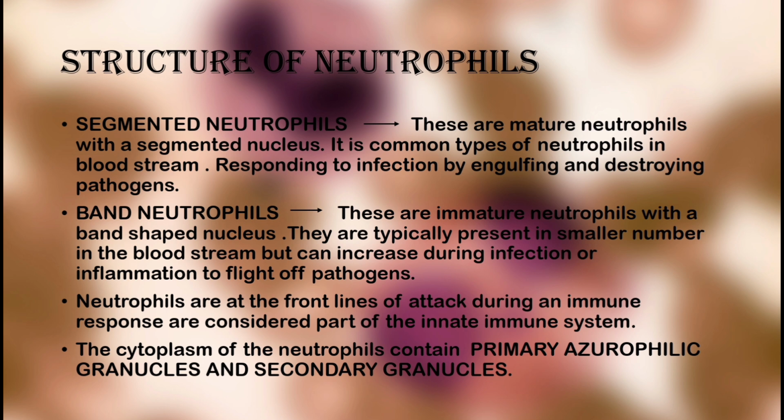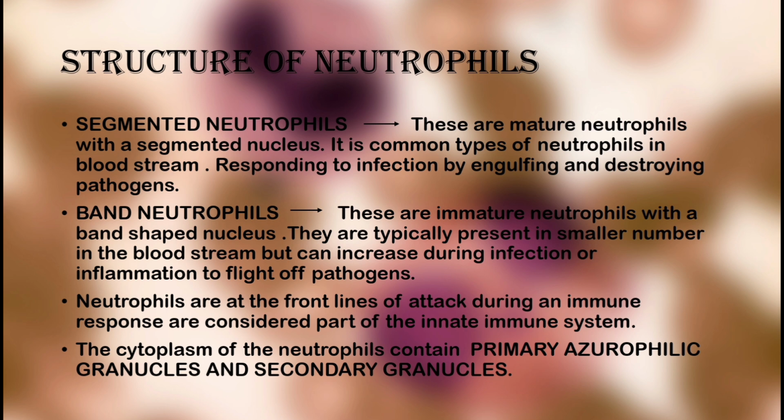Band neutrophils. These are the immature neutrophils with a band-shaped nucleus. They are typically present in small numbers in the bloodstream, but can increase during infection or inflammation to fight off pathogens. Neutrophils are at the front line of attack during an immune response and are considered a part of the innate immune system.